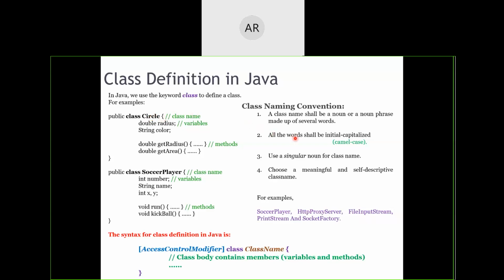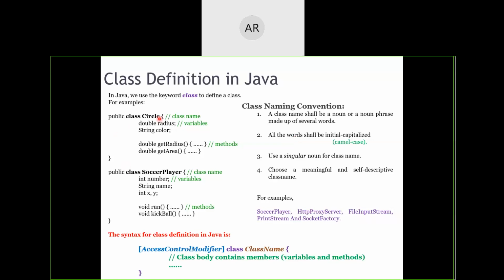Second thing, the name of the class should start with a capital letter. And when we have two words in that particular name, those two words should be attached together with the second word's initial letter getting capitalized. This is called camel case lettering. Okay. Third thing, whenever you are giving any name to the class, it should always be a singular noun.